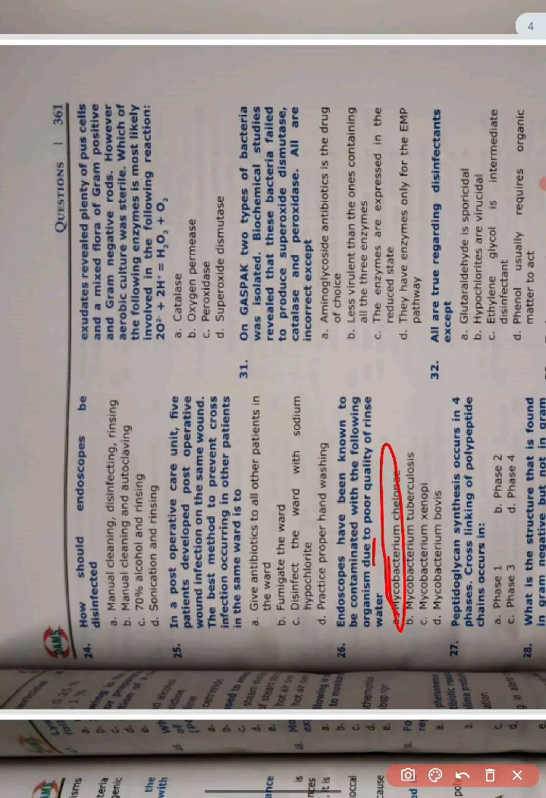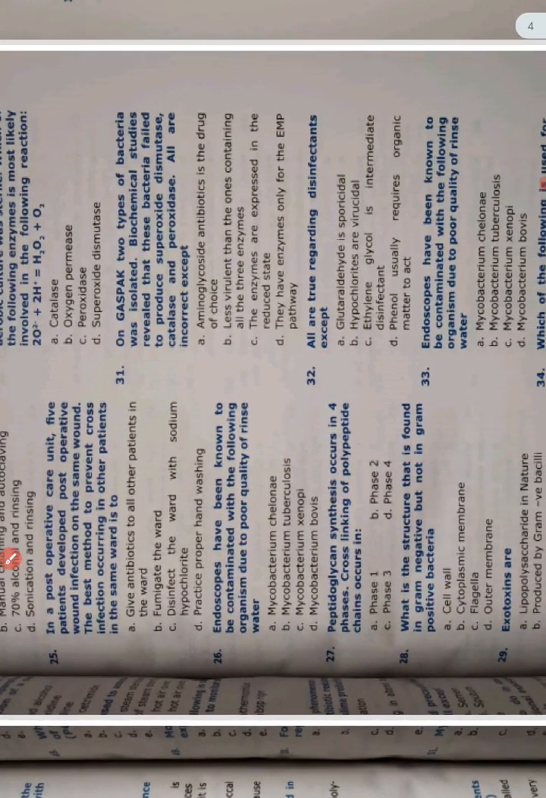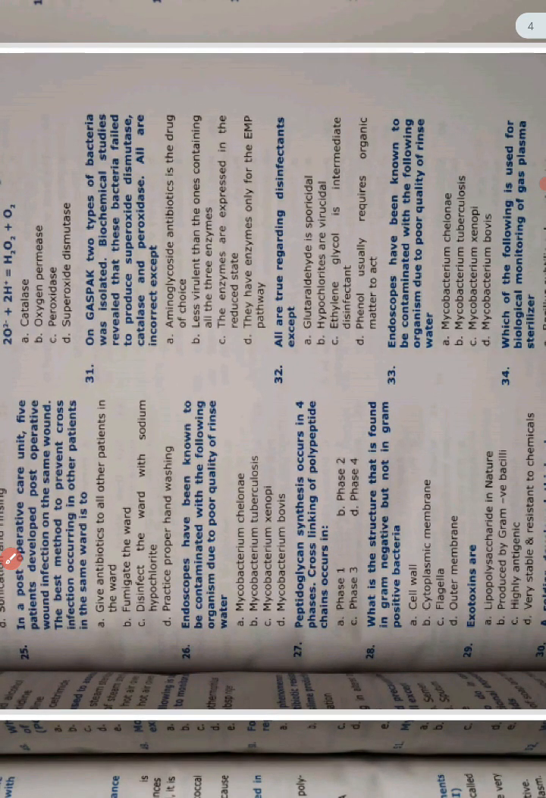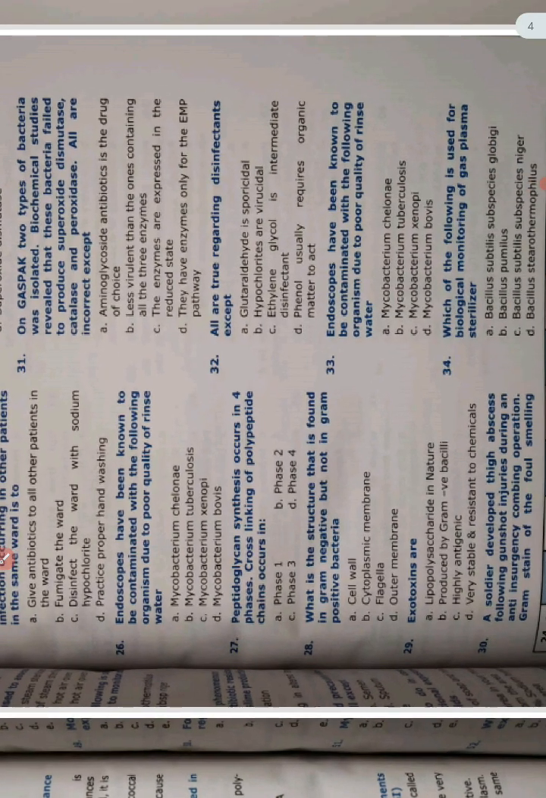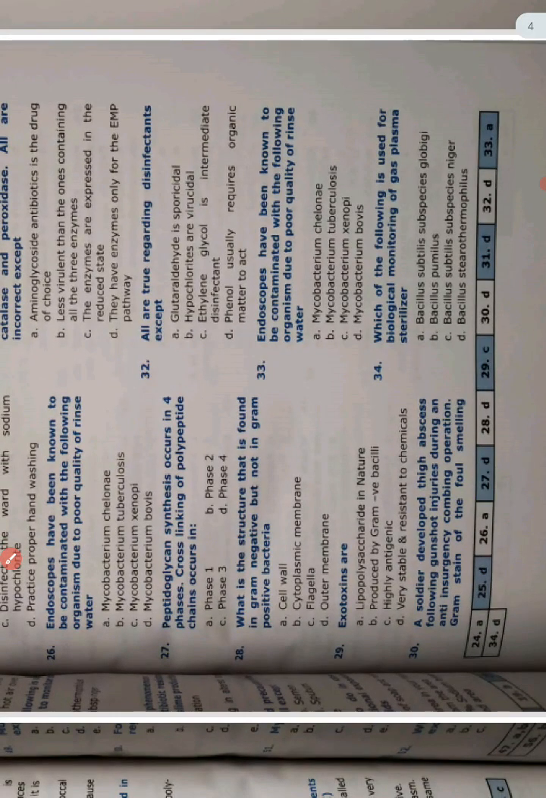So Mycobacterium chelonae is the most common for the rinse, because of the poor quality of the water which is used for rinsing the endoscopes. Now, peptidoglycan synthesis occurs in 4 phases. Cross-linking of polypeptide chain occurs in which phase? So this is a quite remembering topic. So this is phase 4.